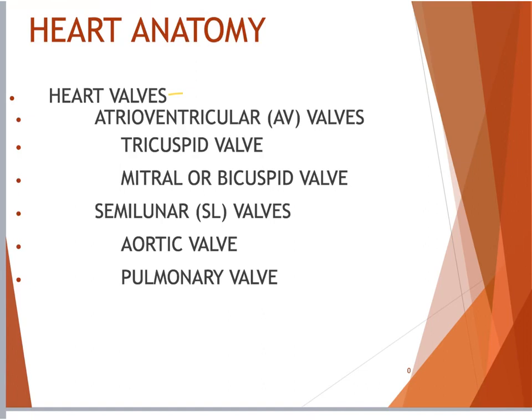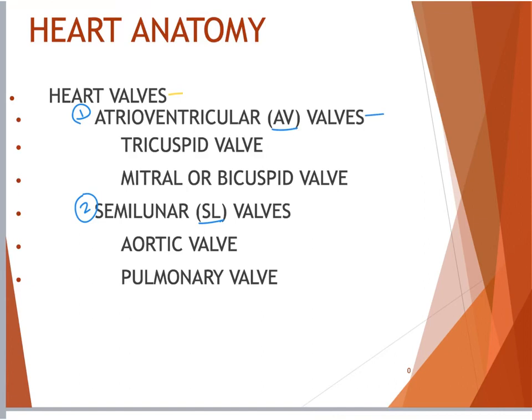We have 2 types of valves. We have atrioventricular or AV valves, and we have semilunar valves or SL valves. Just some general information about those AV valves. The AV valves are found between the atria and the ventricles. They prevent the backflow of blood into the atria when the ventricles contract, and they are attached to those chordae tendineae, which attach to the papillary muscles, and that controls their closure.